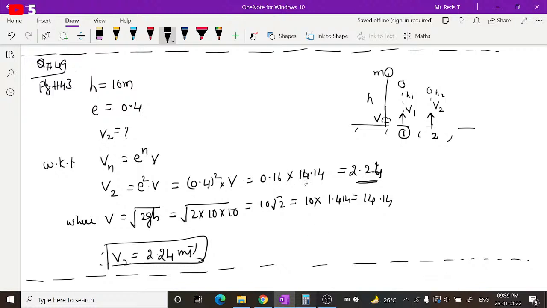Even if you take this as 14.14, you get 2.26. But if you see the options, the values are 2.24, 5.6, 2.8, not 2.2. So obviously I take 2.24, or 2.26, which are approximately the same nearby values. You can take that one.